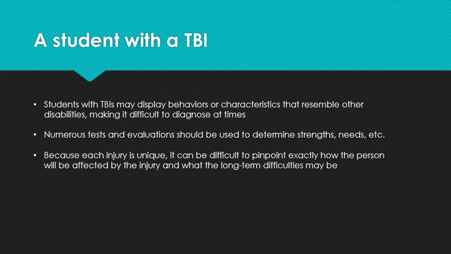So here are some things we may see in a student with a traumatic brain injury. Students with brain injuries may display behaviors or characteristics that resemble other disabilities, which can make it very difficult to diagnose at times. Numerous tests and evaluations should be used to determine the student's strengths, needs, areas of deficit, etc. Because each injury is unique and affects each person differently, it can be difficult to pinpoint exactly how the person will be affected by the injury and what the long-term difficulties may be.